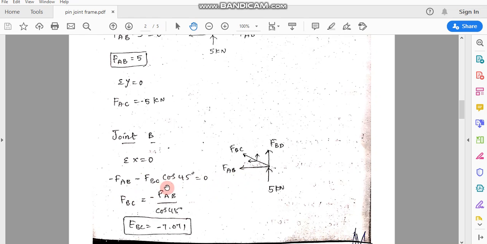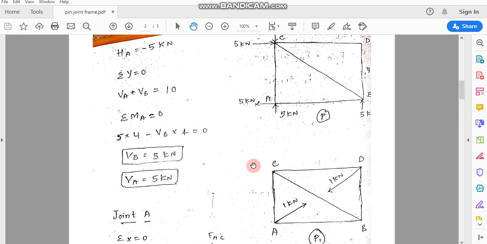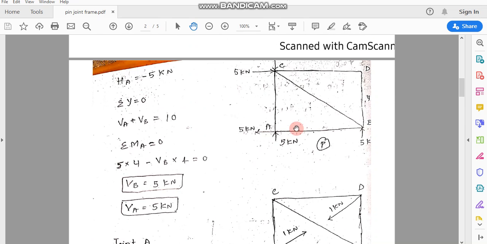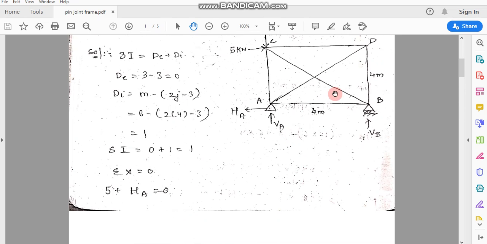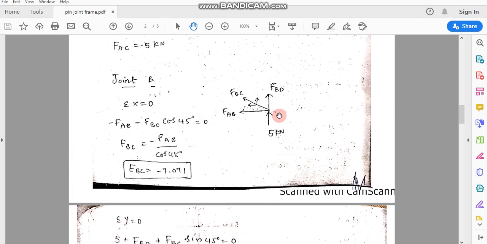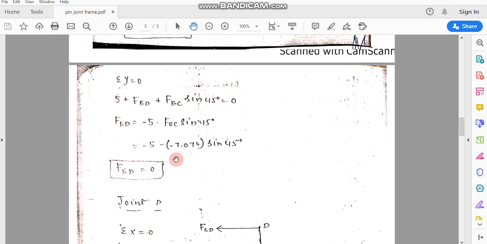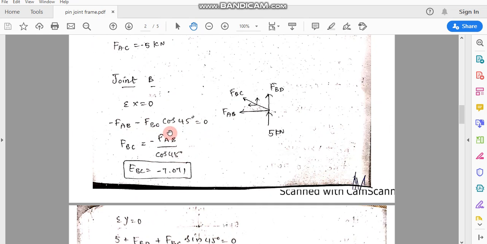Minus FAB minus FBC cos theta. Why cos theta? Because force in BC, if you see here at joint B, if you take this triangle, you'll get 45 degrees. So FBC cos 45. Again, force in BC we got as minus 7.01.